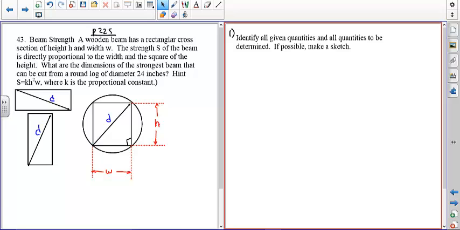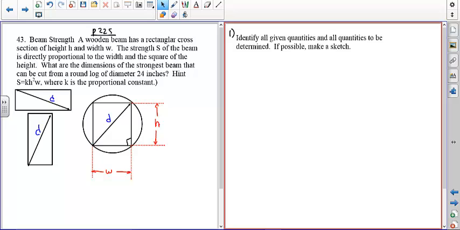Okay, so we're going to continue on with some more examples of doing optimization. So this is problem 43 in your book. What we have is a circular piece of wood, and we're going to cut it of a certain height and of a certain width to maximize the strength of the beam.